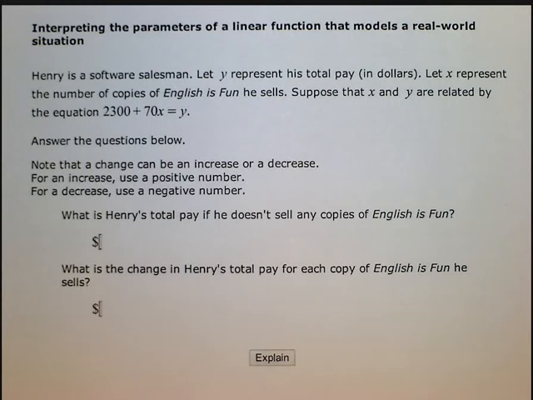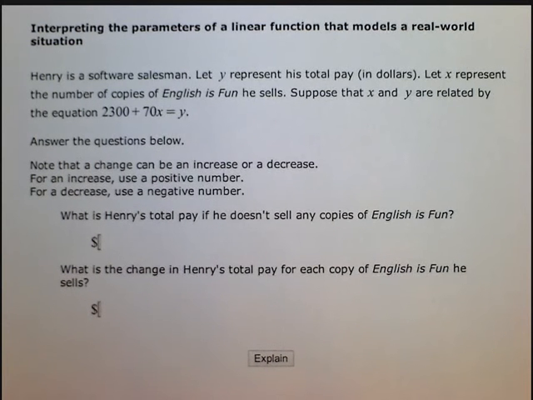Interpreting the parameters of a linear function that models a real-world situation. Henry is a software salesman. Let y represent his total.